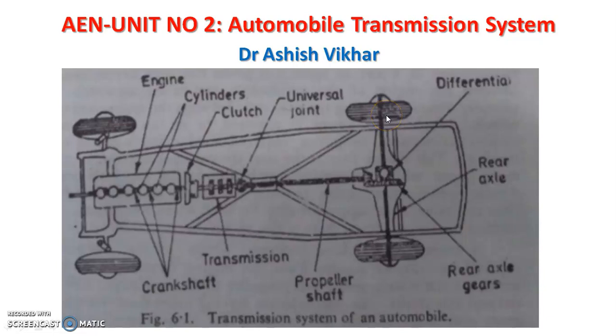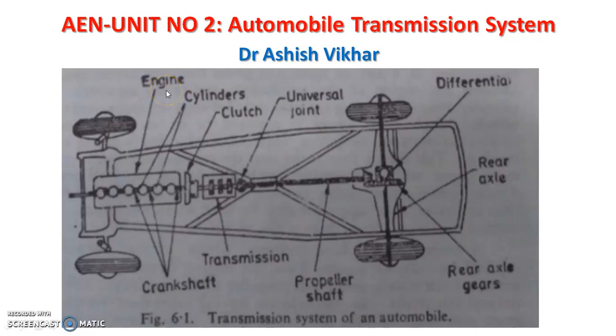Hello students, this is unit number 2 of the subject Automobile Engineering. The name of this unit is Automobile Transmission System. In this picture, you will see the Automobile Transmission System. In the last unit, we have seen the chassis. So here you will see the chassis of the automobile, and on this you will see the automobile transmission system.